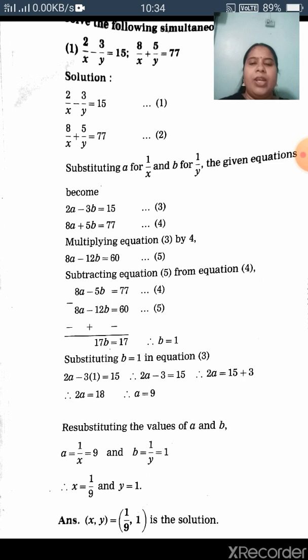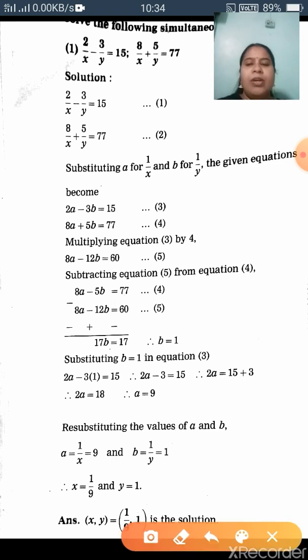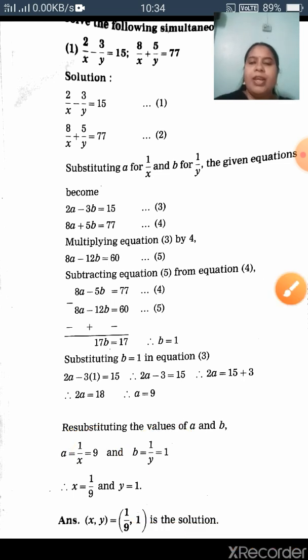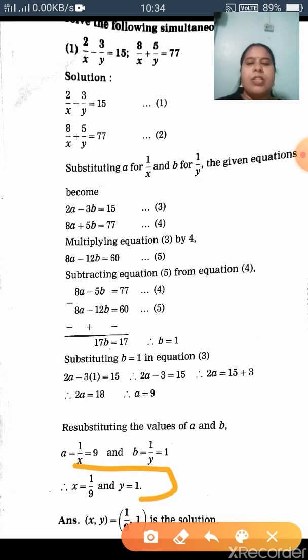Now we will get the value of x from here, from this part, as we shift that x to that side and bring 9 down to the left hand side. So x will be equal to 1 upon 9. Similarly, automatically we are getting y is equal to 1. So the final answer here is x is equal to 1 upon 9 and y is equal to 1, the solution of this simultaneous equation.